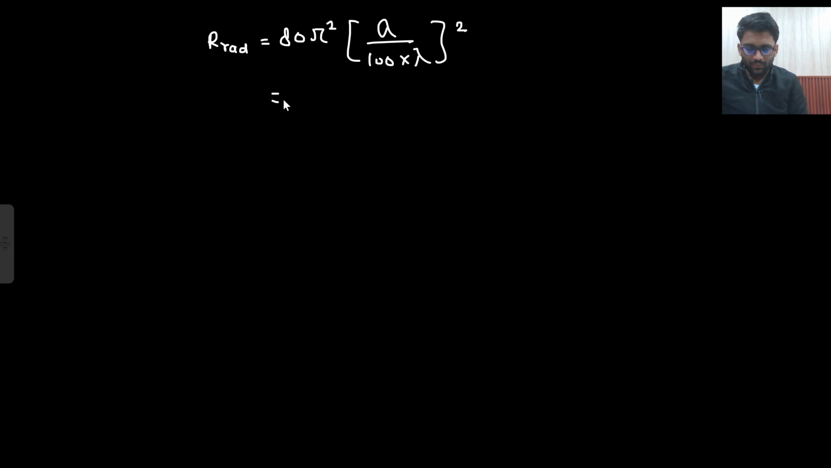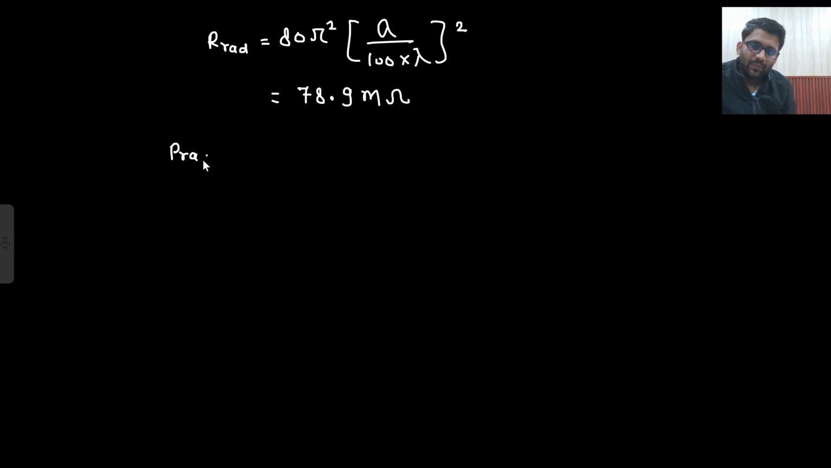So 80 into pi divided by 100 and divided by 100. So you are getting 78.9 milli ohm. 78.95 milli ohm, 78.9 milli ohm.